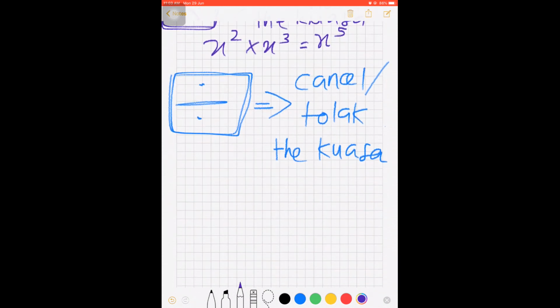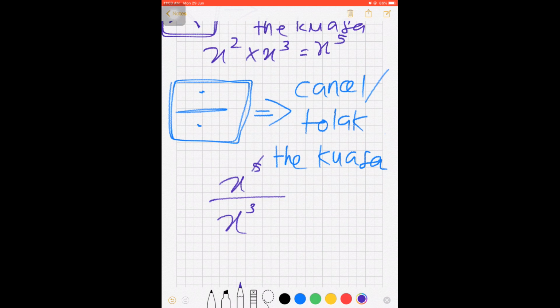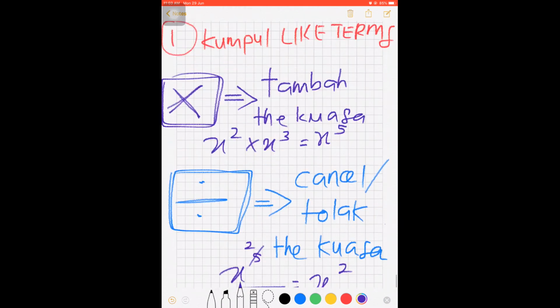Okay, but for bahagi, you will always cancel or tolak the kuasa. Okay, so you tengok sini, you cancel, ni tinggal, ni tak ada dah, kosong dah, ni tinggal 2, so it becomes X kuasa 2 je tinggal. Okay, you akan tolak, ni tambah. Alright?